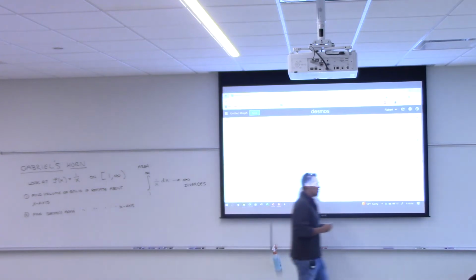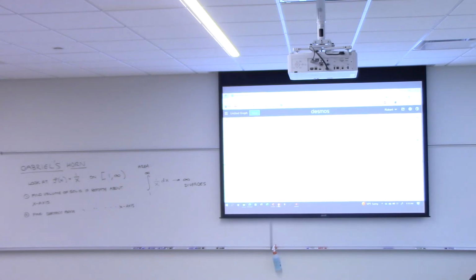So I have a picture for you here. Here's that same graph. What I'm asking you to do is wrap this thing around the x-axis, and you will create this shape right here. I want to know the volume of it. Imagine that was a solid thing, then what would the volume of that solid be? And then the second question is, if you were to try and paint the surface of it, what's the surface area?